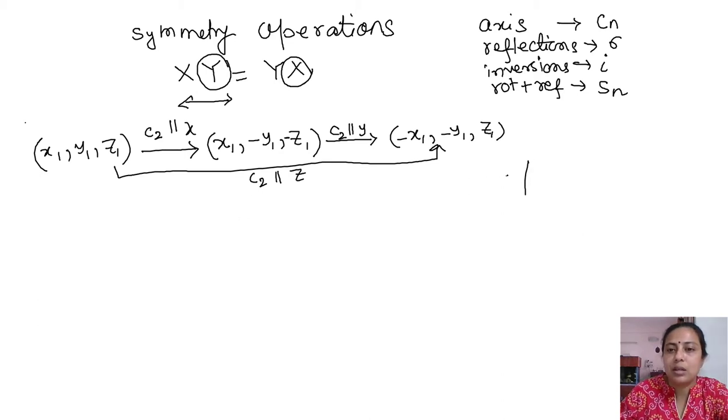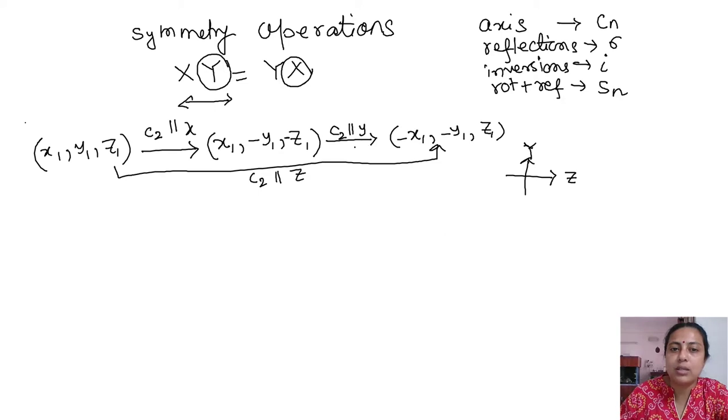Suppose this is my Y, this is my Z, and my X is perpendicular to it. Now when I am rotating the molecule 180 degrees along the X axis, the axis is coinciding with the X axis. So y would be coming to minus y and z would be coming to minus z, but the x coordinate is not going to be altered. That is the reason the first one, the coordinate, is showing as x1, minus y1, minus z1.